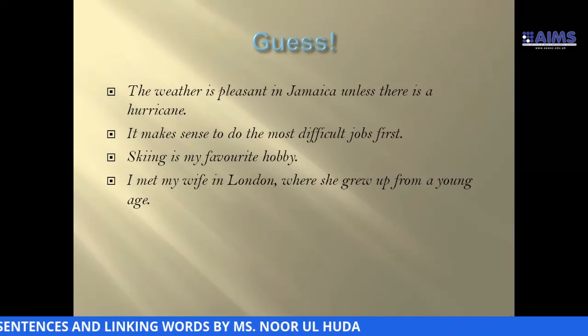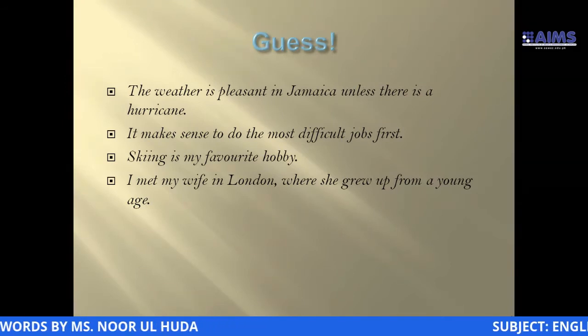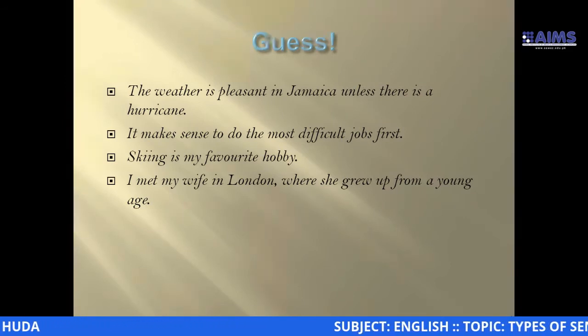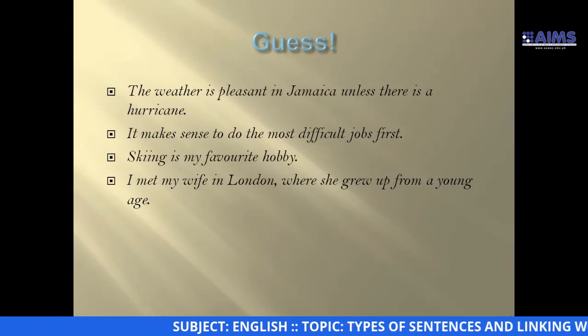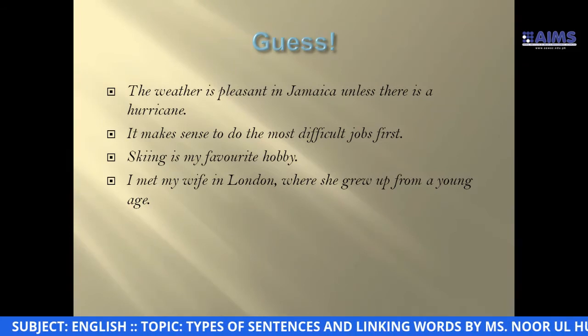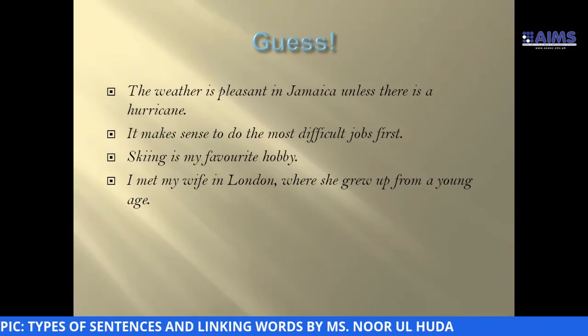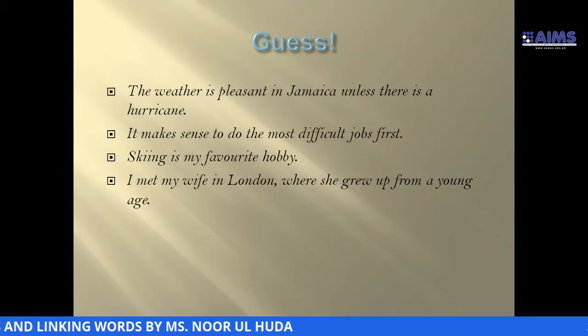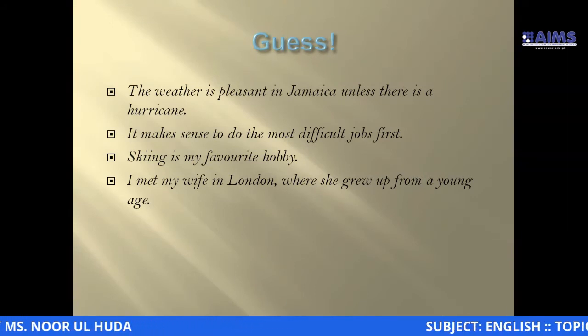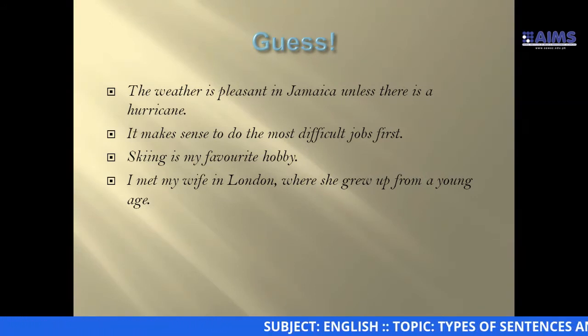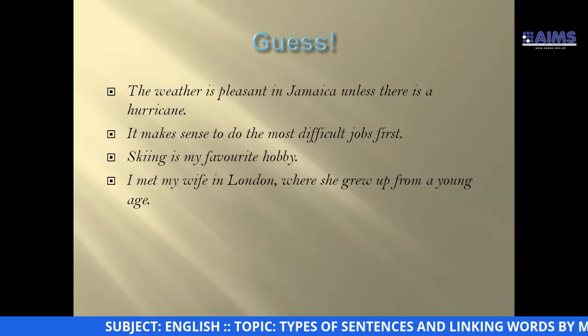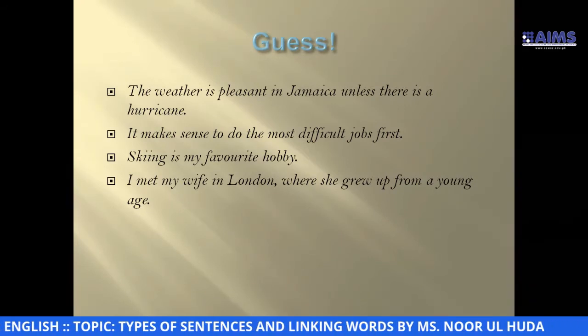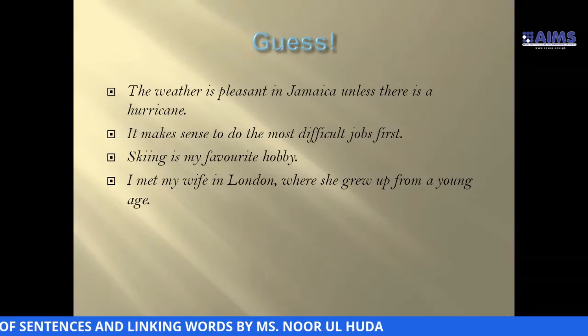Yes, it is a complex sentence. We can say complex. Why? Because the coordinating conjunction is not used in the sentence. There is a subordinating conjunction, "where." Let's suppose the sentence is like, I met my wife in London and she grew up here from a young age.